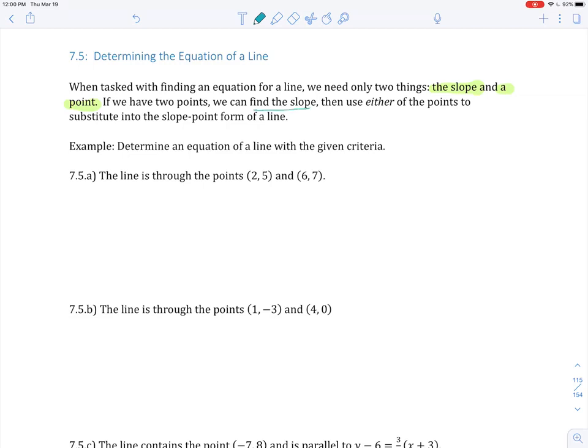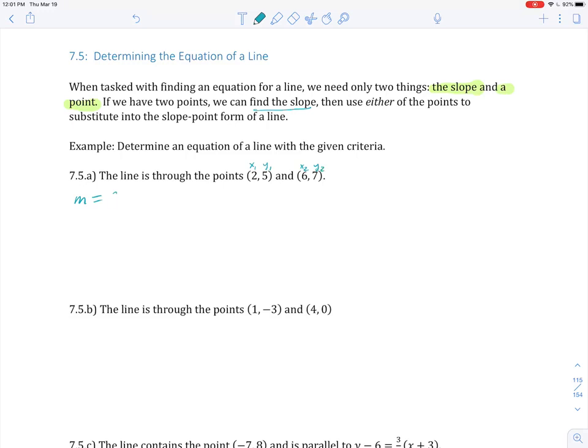Okay, let's get back to this. Right, so we're going to need the slope, we're going to need a point. If we have 2 points, as you can see in the notes here, then we can find the slope, right? Of course, that's what we've been looking at for a long time. And then the key thing here is that you can use either of the points to substitute into the slope point form of a line. So there's no correct point to use when you sub in. It can be either. Okay, let's start, and then you'll see what I mean if you don't already know.